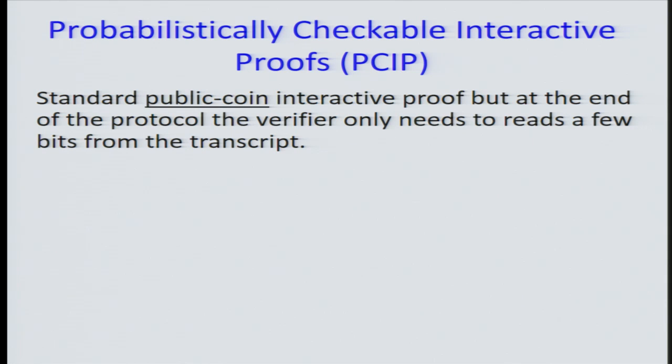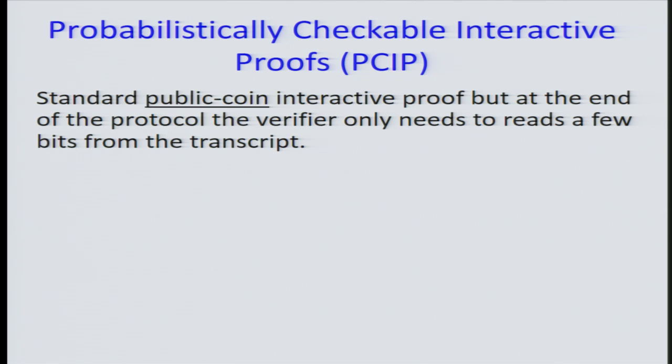Okay, the second notion that we need is a notion of PCPs for interactive proofs. So the notion is the following. It's going to be just a standard public coin interactive proof. We call it a public coin interactive proof: all the verifier does is send random coins over to the prover. Doesn't do anything else until the end of the protocol.